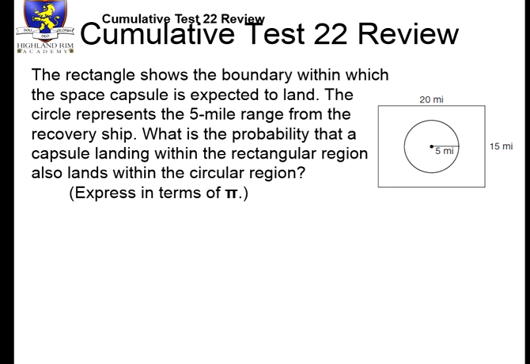So what do we do here? Well, first we have to find the area of the rectangle, which equals L times W, which is 20 miles times 15 miles, and that should be equal to 300 miles squared.